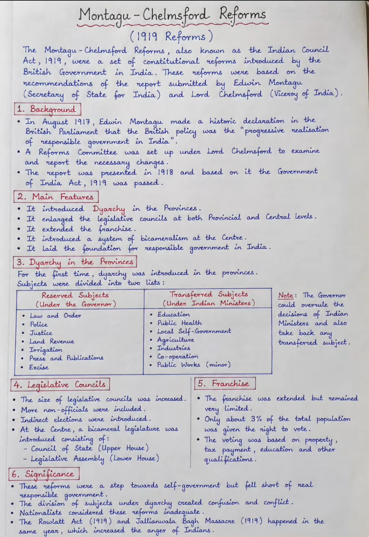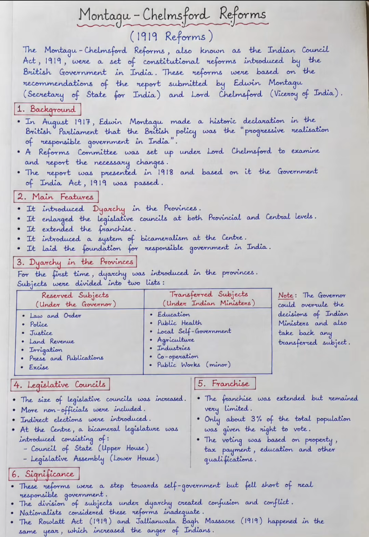5. Franchise. The franchise was extended but remained very limited. Only about 3% of the total population was given the right to vote. The voting was based on property, tax payment, education, and other qualifications.